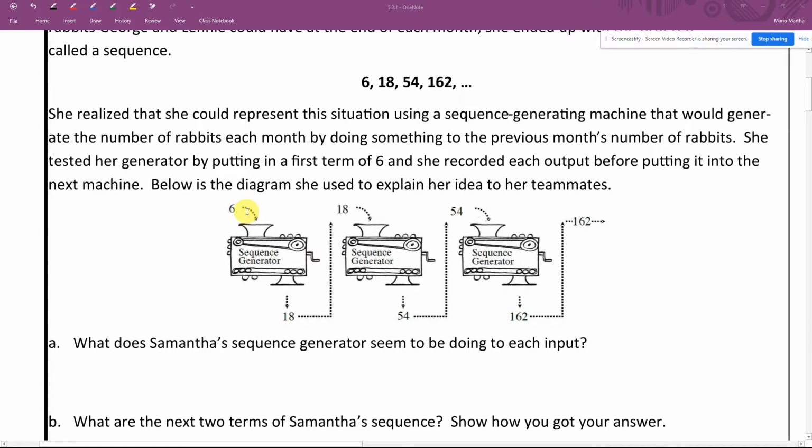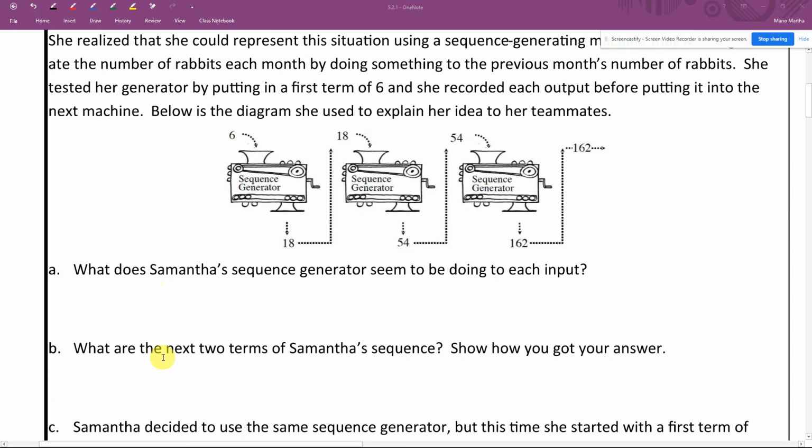So she inputs a 6, right? Something happens in the sequence generator machine. It relates back to the function machine that we saw last semester. So an 18 comes out, and then the new number, 18, goes back into the sequence generator. Then the new number, 54, comes out. That one goes again into the sequence generator, and the next one that comes out is 162, and so forth. So what does Samantha's sequence generator seem to be doing to each input?